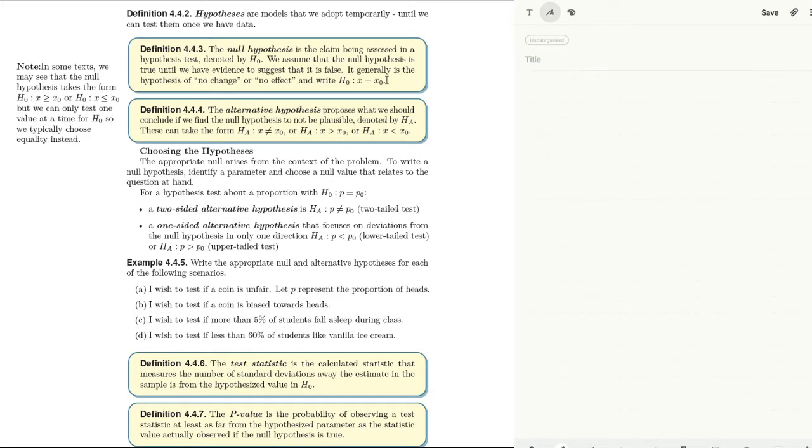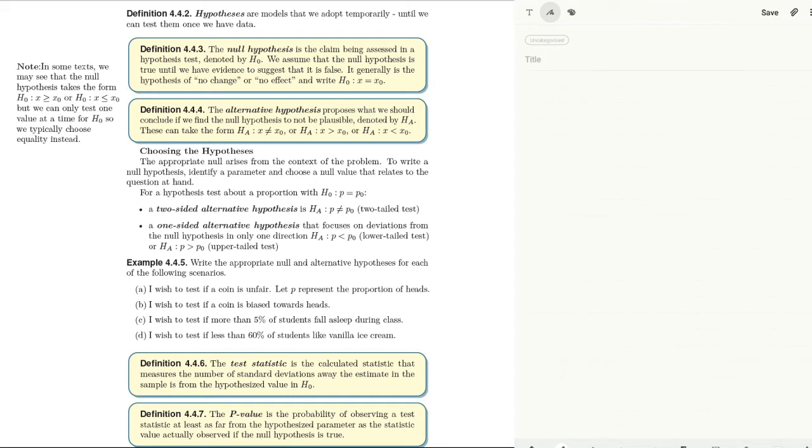And the alternative hypothesis proposes what we should conclude if we find that the null hypothesis is not plausible and is denoted by HA, or sometimes you'll see H1. You can think of the alternative hypothesis as the opposite claim to the null hypothesis, and it can take on one of three forms. It can either be x does not equal x0, or x is greater than x0, or x is less than x0.